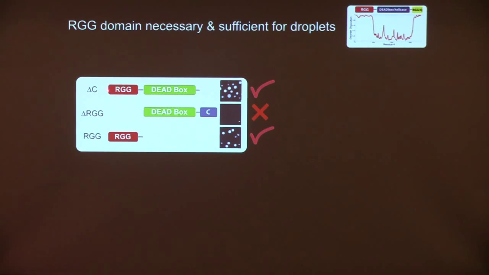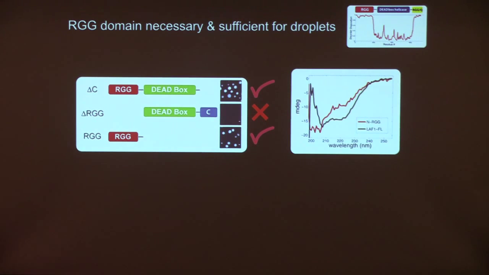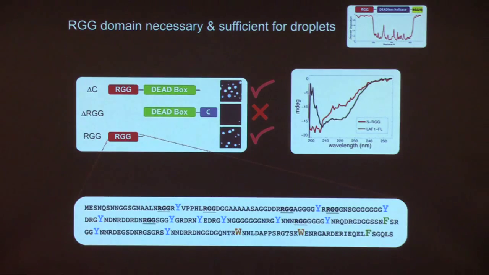Suffice to say, what we've been able to show is that this disordered arginine-glycine region is necessary: if you get rid of it, no droplets form in vitro. And it's actually sufficient, so this domain alone undergoes this liquid-liquid phase separation in vitro. That's this disordered domain. We've done some circular dichroism measurements to show that it is a disordered domain.